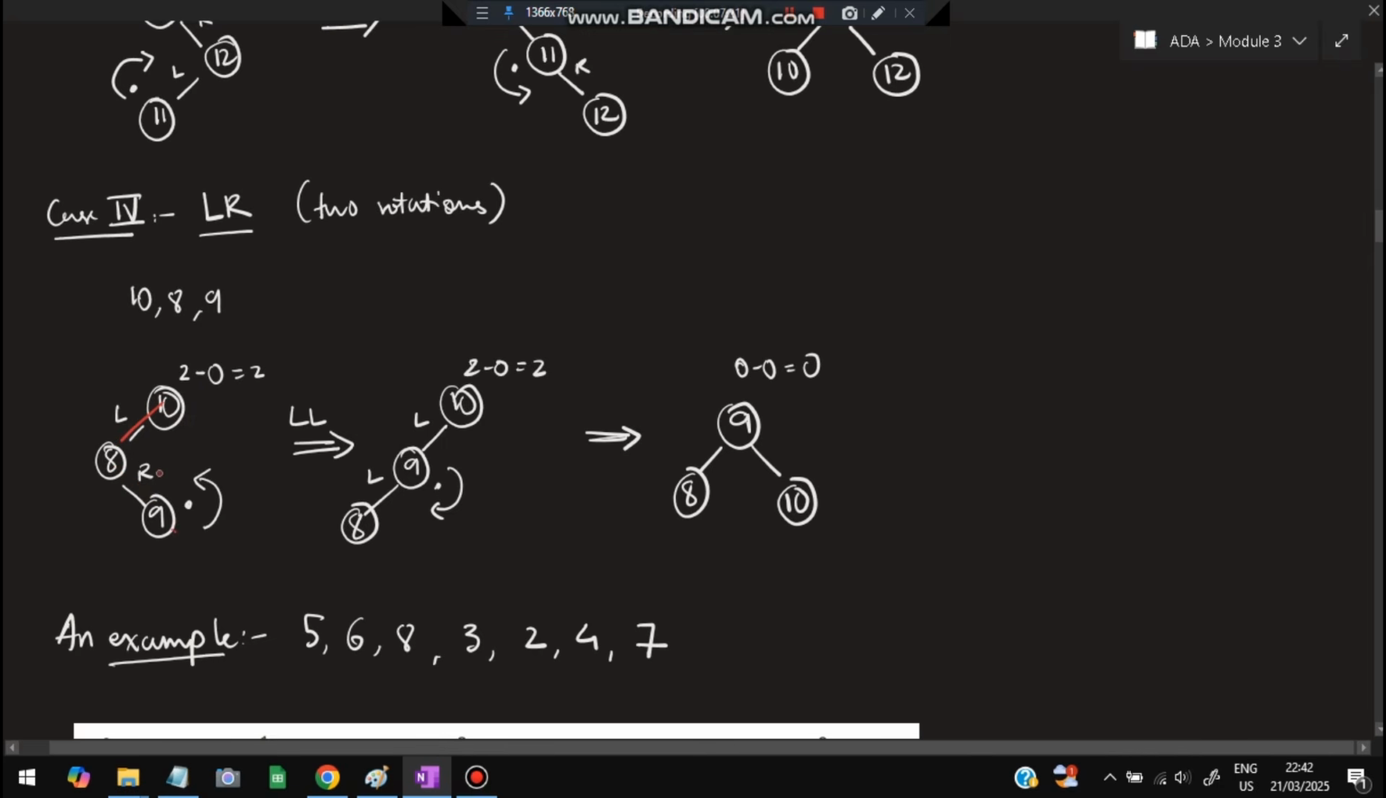To reach the end node between this one and this one, how many edges are there? 1 and 2. So the 2 is here, minus how many are in the right? 0. So it will be 2 only, right? So now it is L and R.